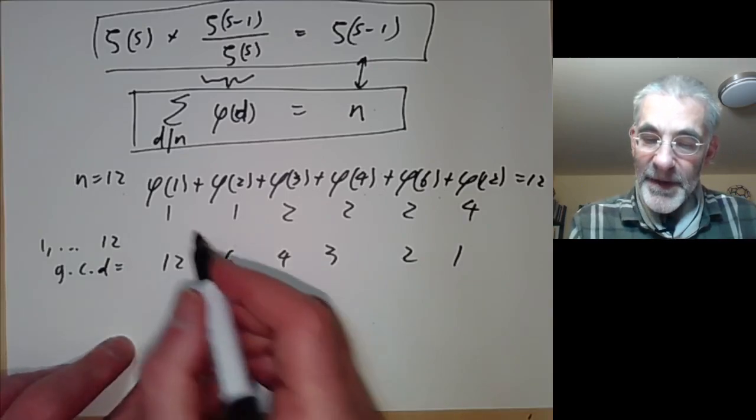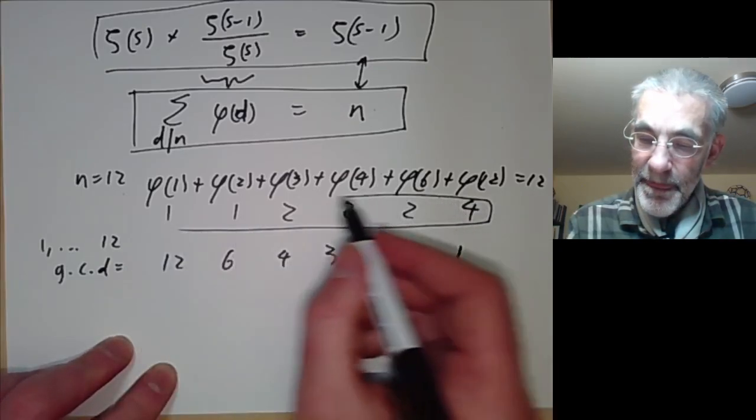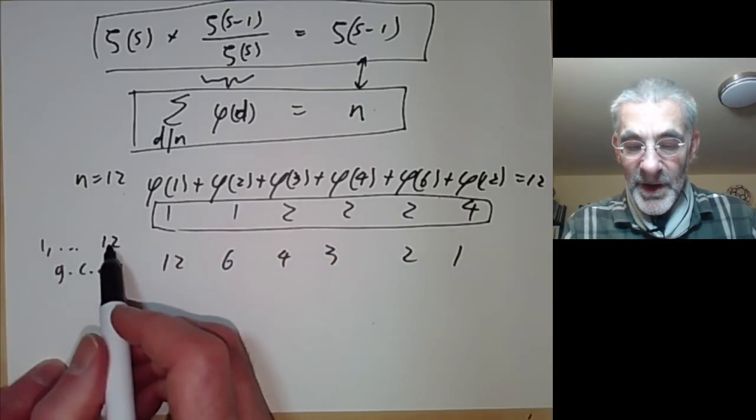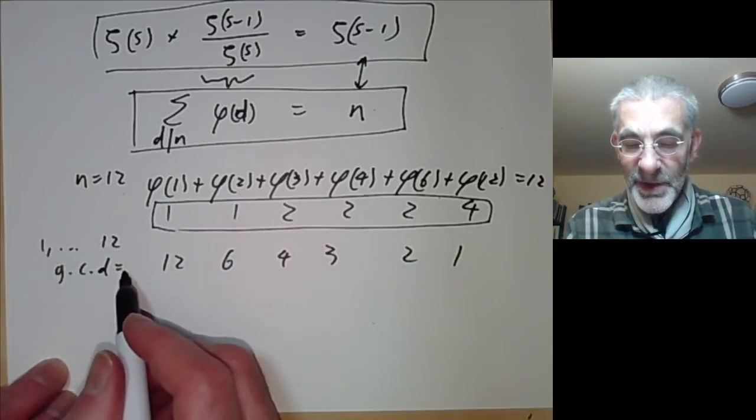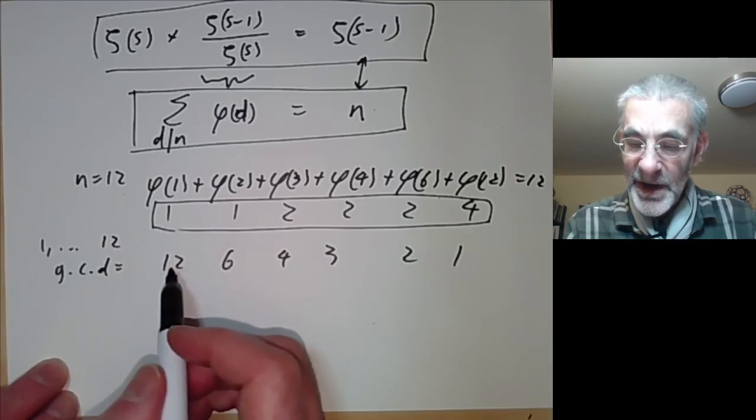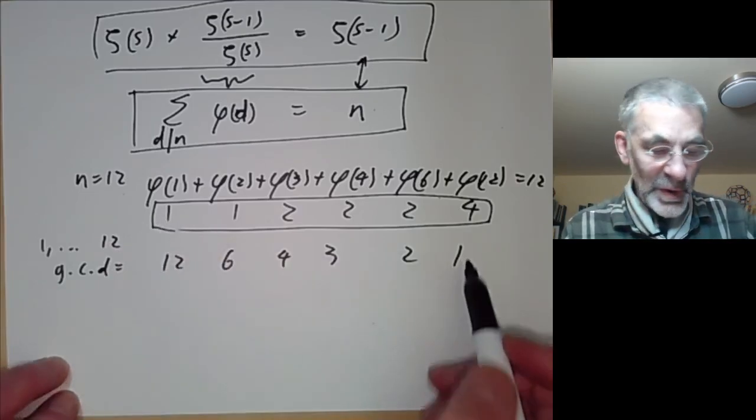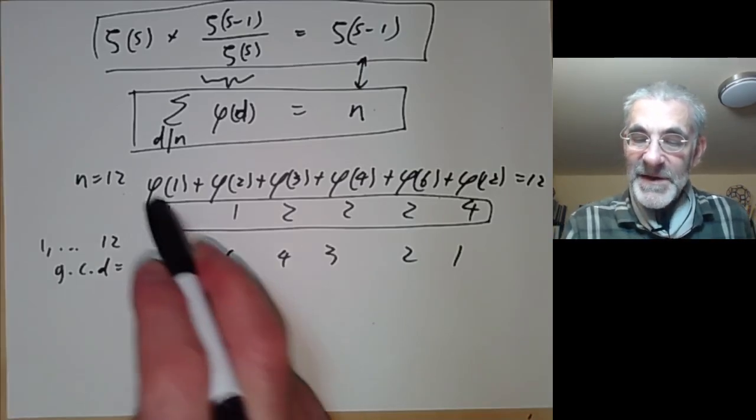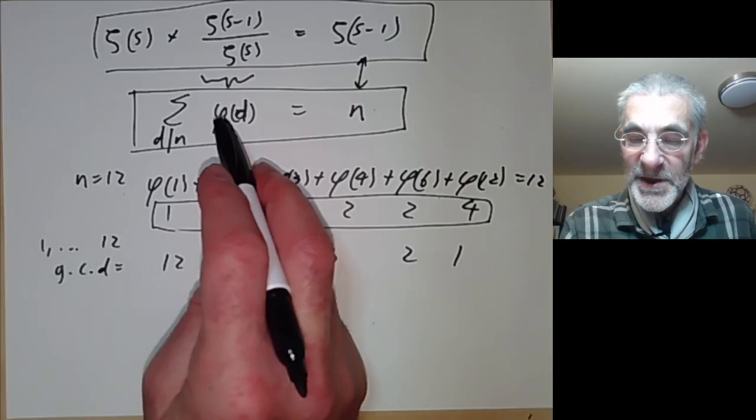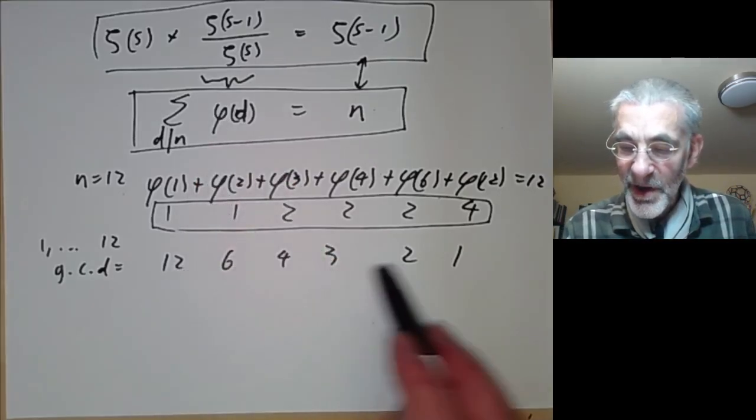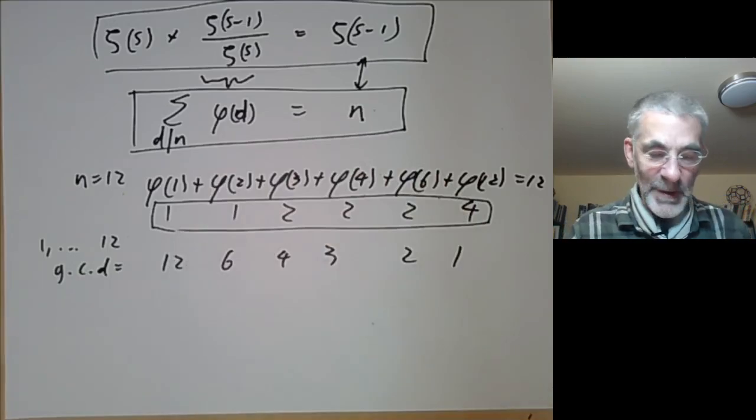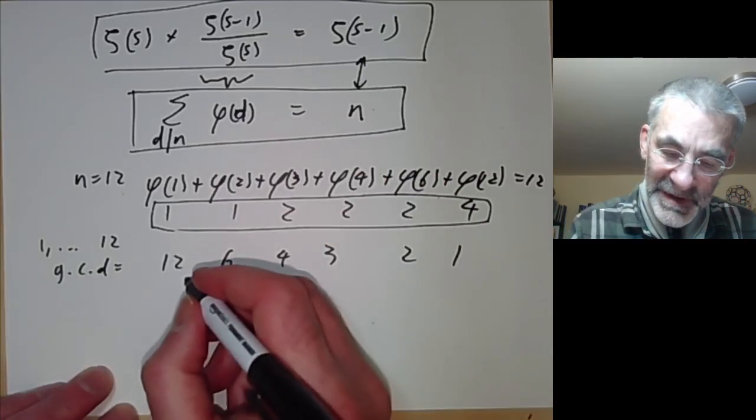So these numbers here can also be thought of as the number of numbers between 1 and 12 whose greatest common divisor with 12 is exactly one of these divisors of 12. So this is actually another way of seeing this expression here. You're just summing over all numbers from 1 to n whose greatest common divisor is equal to something. In fact, you can draw this pictorially.